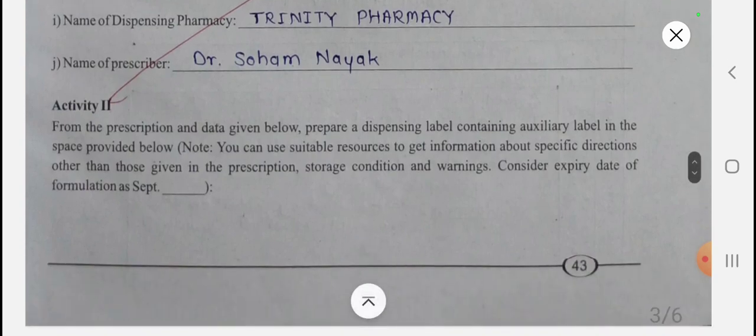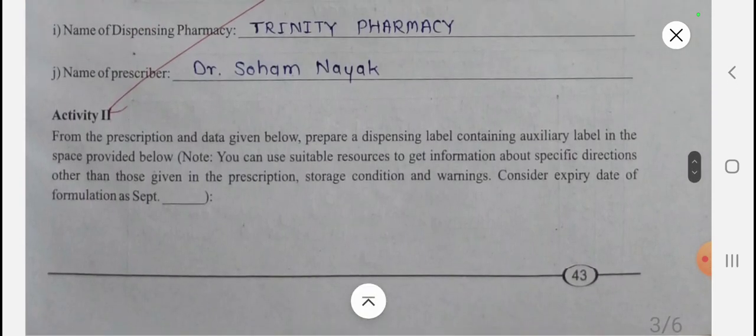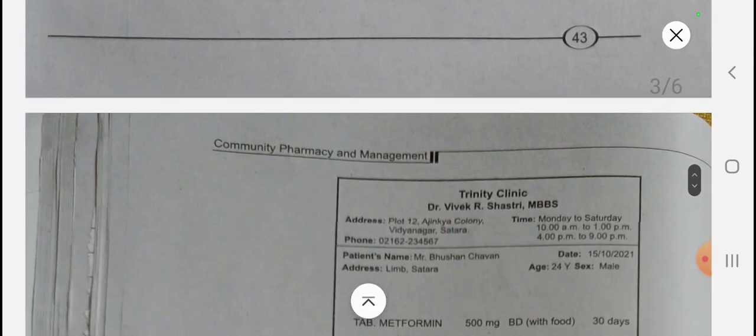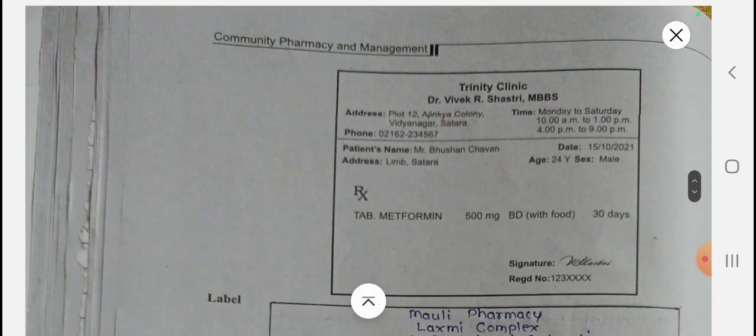The next, see, is activity number 2. From the prescription and data given below, you have to prepare a dispensing label containing an auxiliary label in the space provided. Now see, this is the prescription.